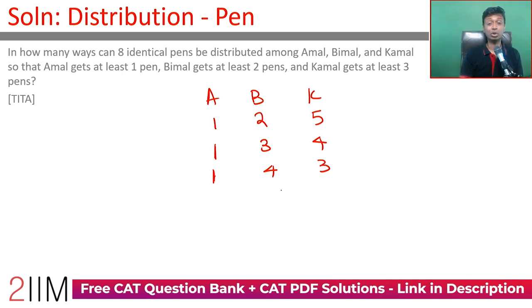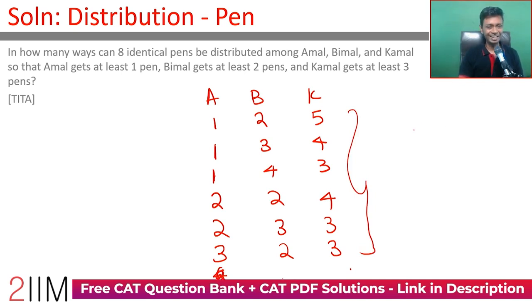We cannot have 5 for Bimal, then Kamal will have only 2. That's not possible. Put 2 for Amal, 2 for Bimal, 4 for this. Or 2, 3, 3. We cannot have 2, 4, 2. Amal having 3, Bimal having 2, 3 plus 2 is 5, 5 plus 3 is 8. With 3, that's the only possibility. If Amal gets 4, then Bimal 2 and Kamal 3, that's not possible. So these are the 6 possibilities. We can list them down and find out, or we can be slightly more formulaic about it.